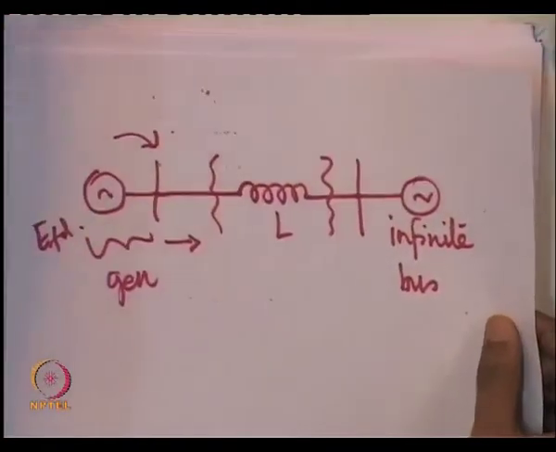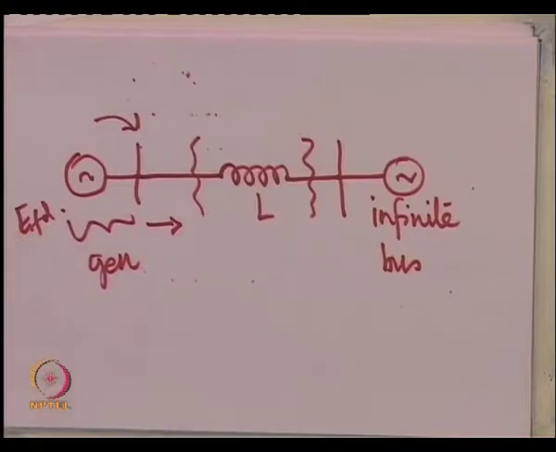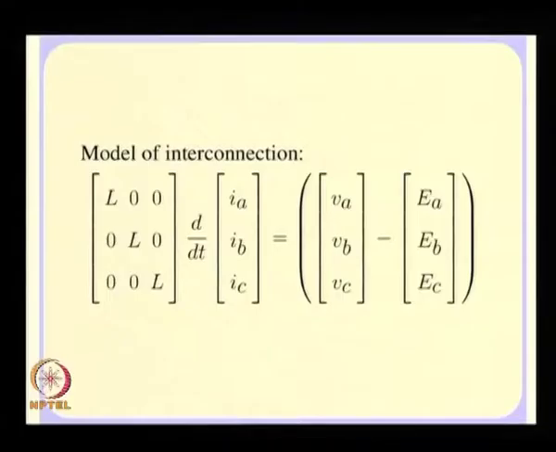Now, this is a simple reactor whose inductance is L, then the equations are given as shown in this slide, that is L dIA by dt is equal to VA minus EA. EA and VA are in fact the phase to neutral voltages of the balanced infinite generator as well as the infinite bus.